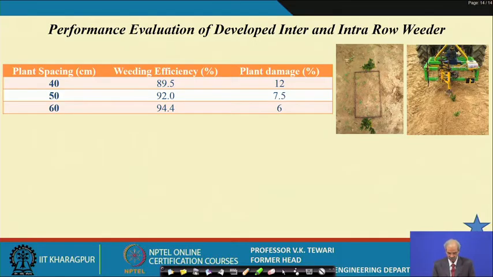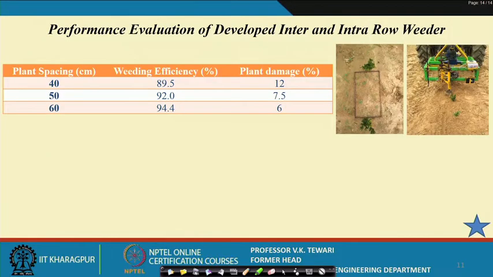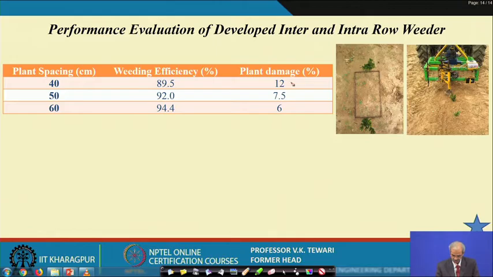You can see that the level of damage to the plants is not more than 12%. We can see here that 12% is the maximum damage. We can see it at a spacing of 40 centimeter. When the spacing is 40 centimeter, damage is slightly higher.